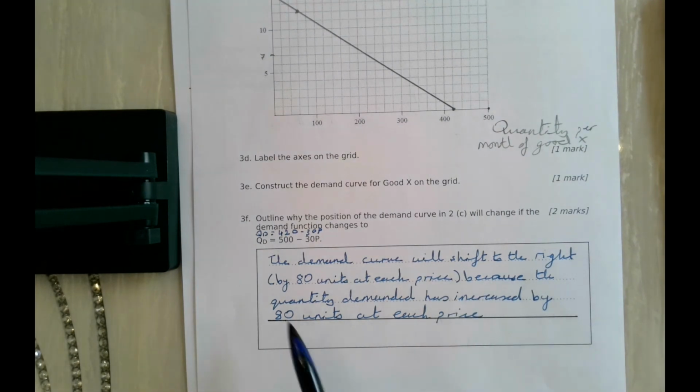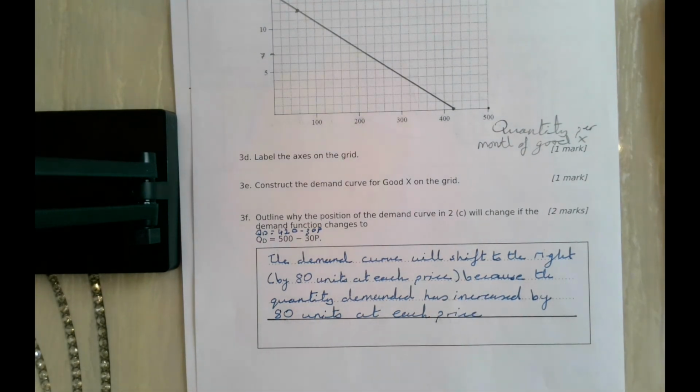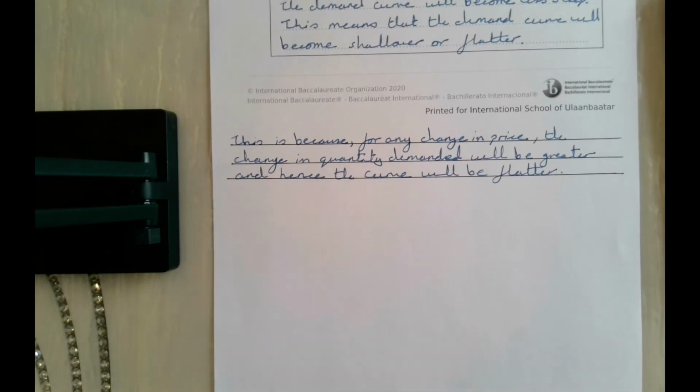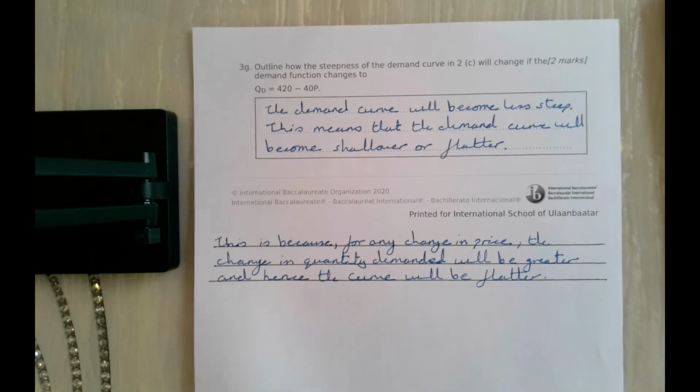The demand curve will shift to the right by 80 units at each price because the quantity demanded has increased by 80 units at each price. Okay, that's all you have to write for that. Now, have I covered all of that? Yes, I have. Okay, again, forgive me trying to be quick.